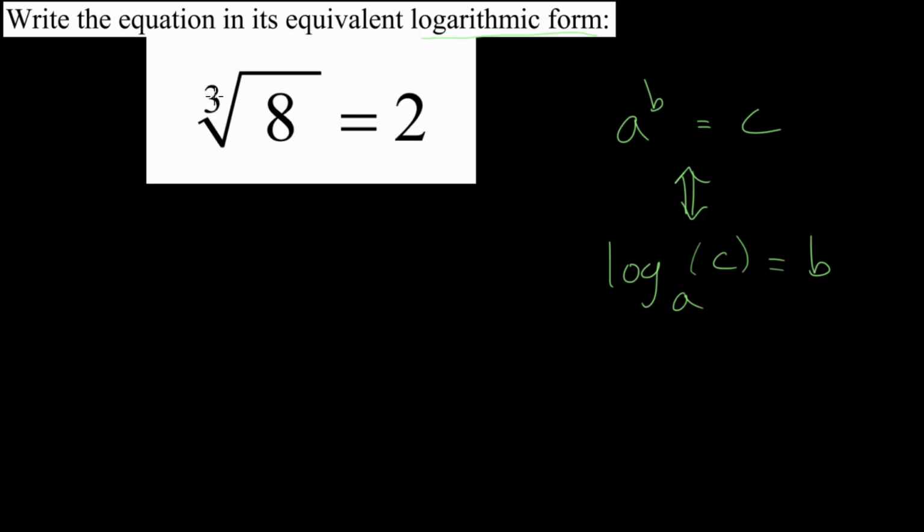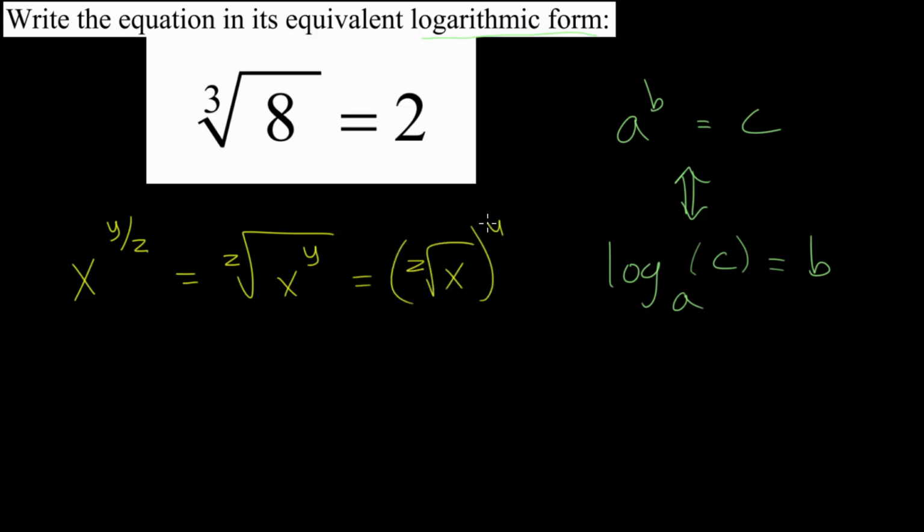But notice that it's not explicitly written as 8 raised to some power. We actually have the cubed root of 8. But since we're taking a root of 8, we can rewrite this using a fractional exponent. Remember that when we have, let's say, x to the y over z, the denominator is the root we're taking of our expression, and y is still the power that we're raising it to. Of course, we could rewrite this as the zth root of x all raised to the y power. These are both equivalent.